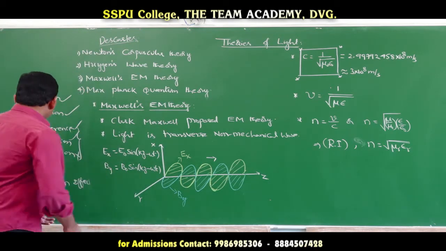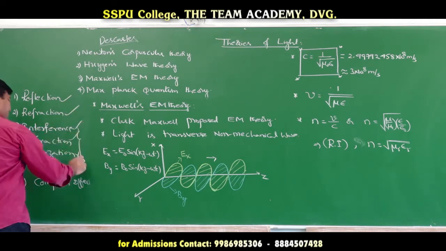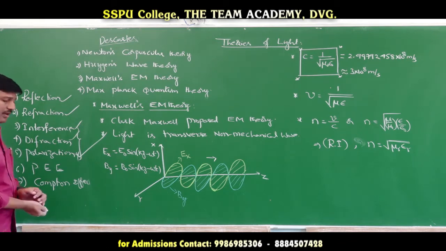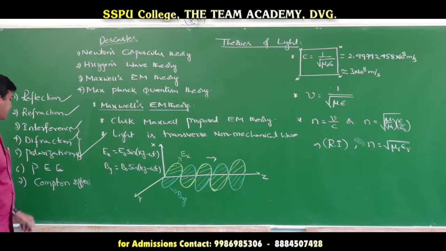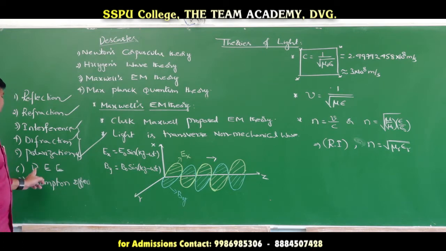Using this theory, we are able to explain reflection, refraction, interference, diffraction. Even polarization we are able to explain. Previously, we were unable to explain polarization, but using Maxwell's wave theory, we are successful in explaining the polarization phenomenon also. But this theory is not successful in explaining the photoelectric effect and Compton effect.